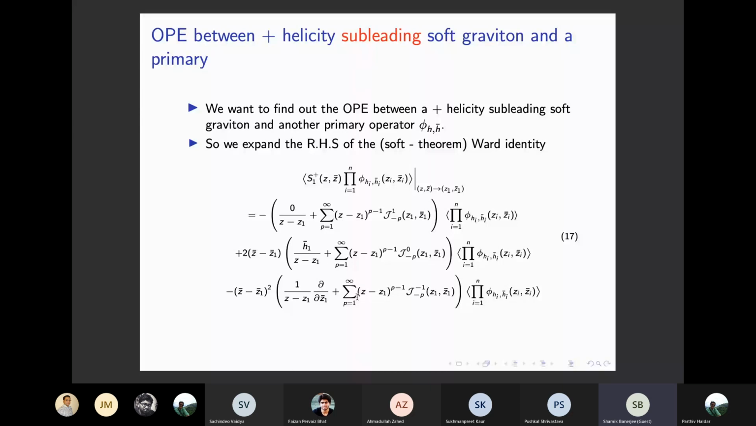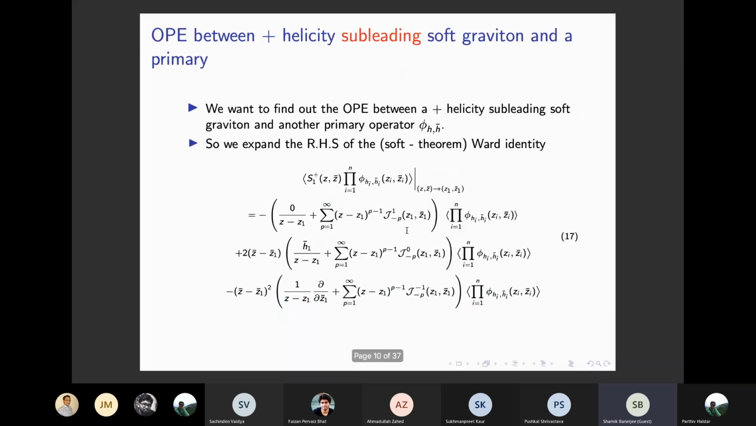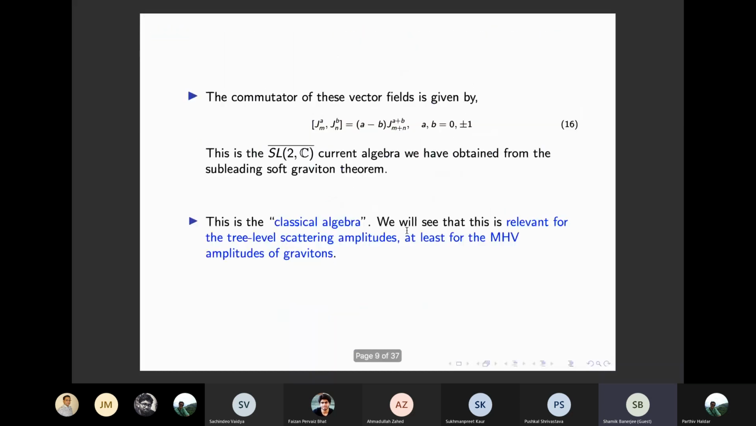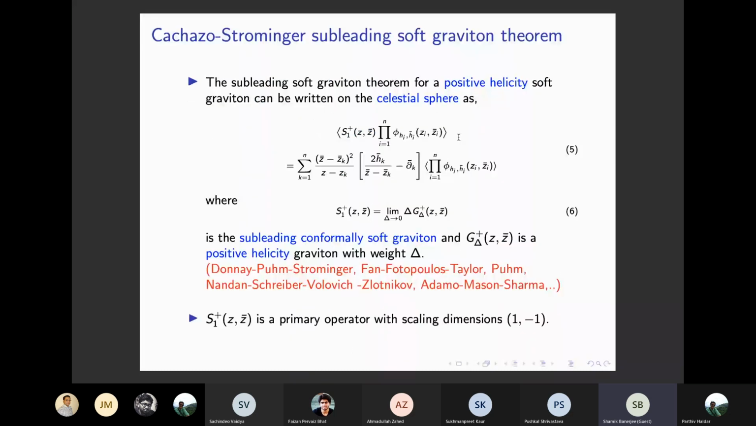then you can write that expansion in this form, where this J1 minus p, J naught minus p, and J minus 1 minus p, those are these differential operators, and they have this particular form, and this can be found easily if you just expand the right hand side.